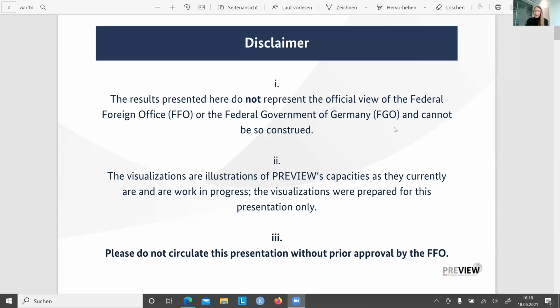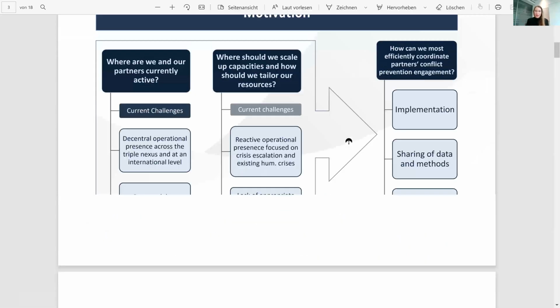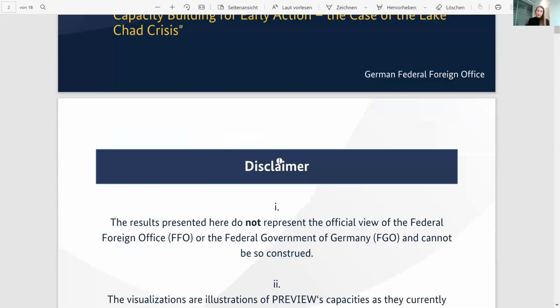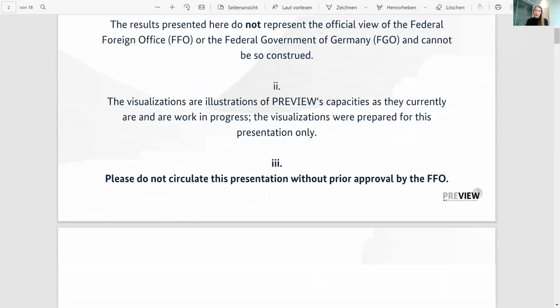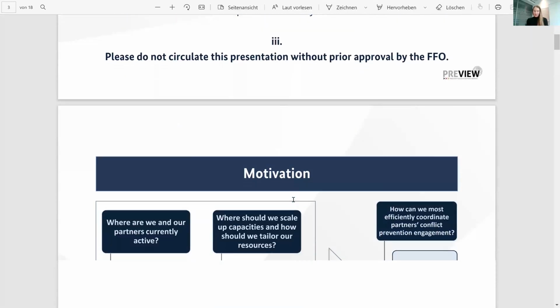And so I guess that we just now jumped right into the context, and I would hand over to Kathrin for our motivation and main goals with the delta analysis.